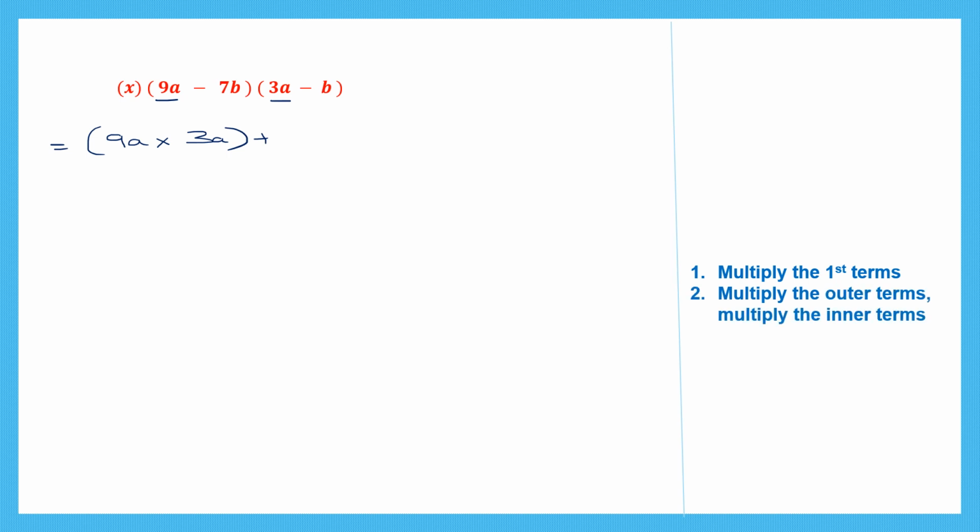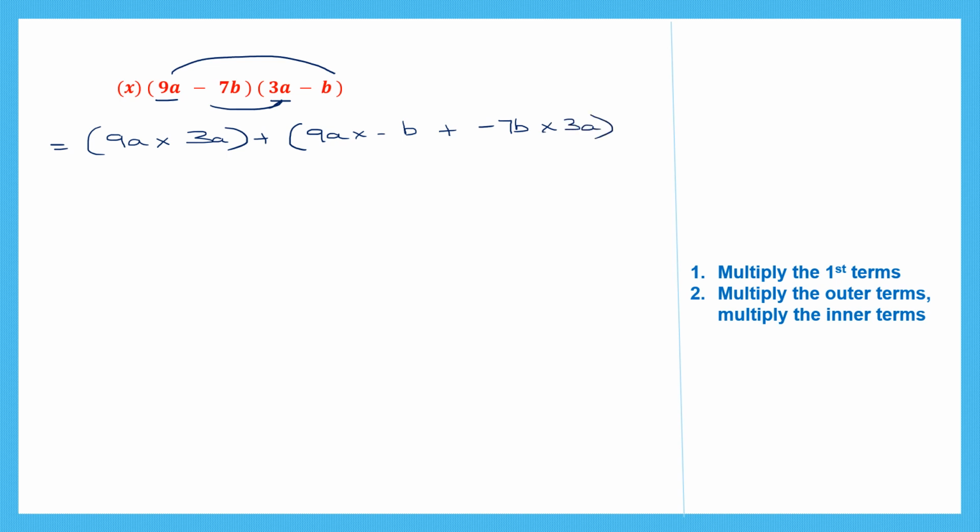Question 10. 9a minus 7b into 3a minus b. Terms are different, so we cannot apply the formula. Let's use the direct method. So multiply the first terms. So take only the first terms and multiply. So that will be 9a into 3a plus. Now the next step is multiply the outer terms, multiply the inner terms. So these are the outer terms. So let's multiply 9a into minus b. Then multiply the inner terms. So these are the inner terms. That is minus 7b into 3a.